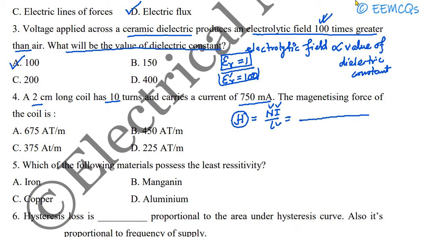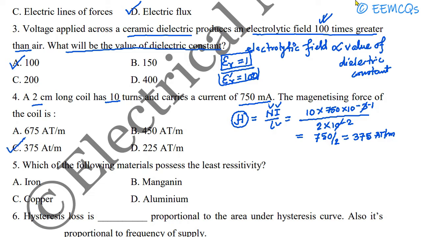Now putting all the values, what do we get? N is 100, I is 750 milliampere, that is 750 into 10 to the power minus 3, and L, which is 2 cm, that is 2 into 10 to the power minus 2 in meters. We get H equal to 750 divided by 2, that is 375 ampere turn per meter, which is the unit of magnetizing force. So the answer here is option number C.